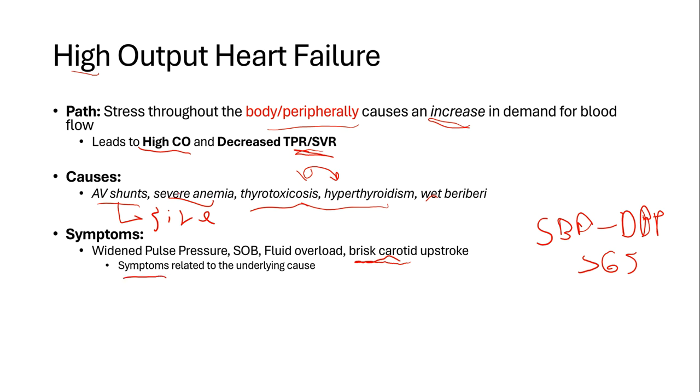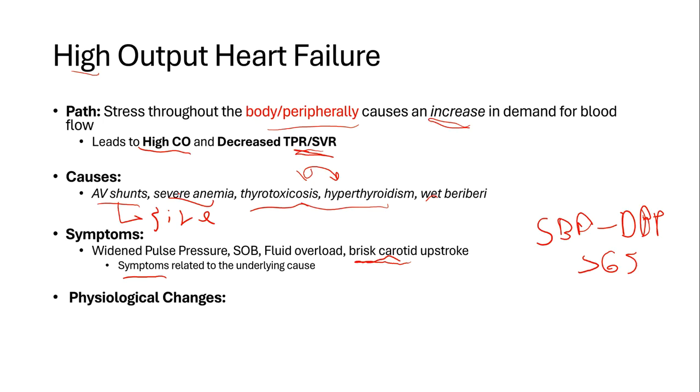In severe anemia, you're going to see anemia in lab values. Thyrotoxicosis, you're going to have sweating, you're going to have nausea, you're going to have diarrhea, you're going to have a high T4 or a low TSH. Wet beriberi, they're going to have a history of chronic alcoholism or severe malnutrition. They're going to maybe have Wernicke's, confusion, altered mental status, ocular changes. Be on the lookout for that on exam day.